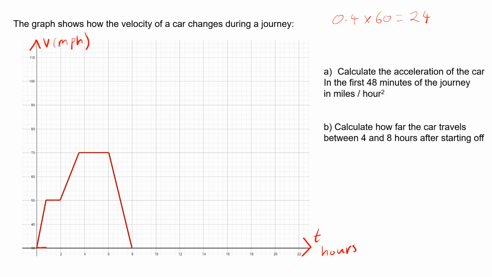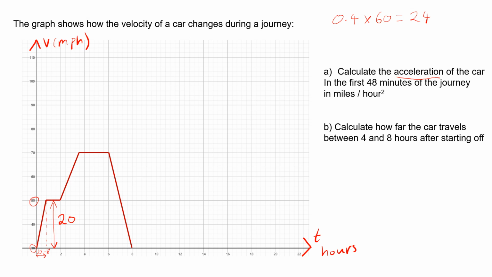So to work out the acceleration of the car in the first 48 minutes of the journey, we need to work out the gradient of the graph over the first 48 minutes. To do this, I can consider 2 points on the line between 0 minutes and 48 minutes. So I'll just do a little sketch of it here. We can consider the change in velocity, which is going from 30 to 50. So that's a change of 20 miles per hour. And the change in time, being careful to have this in hours because I want my final answer in miles per hour squared, is going to be 0.8 hours.